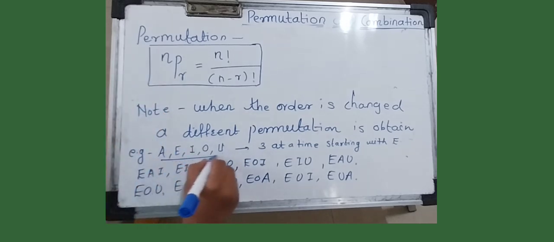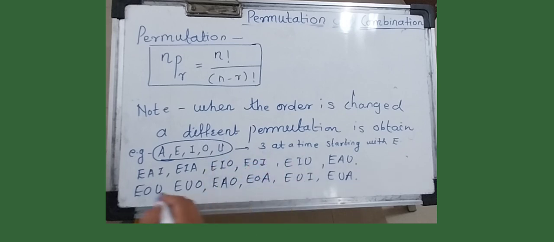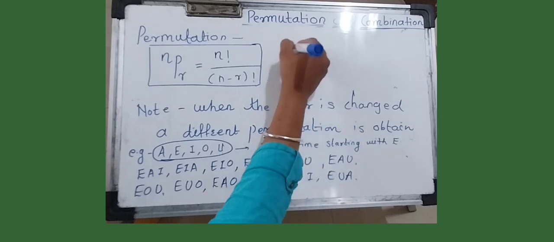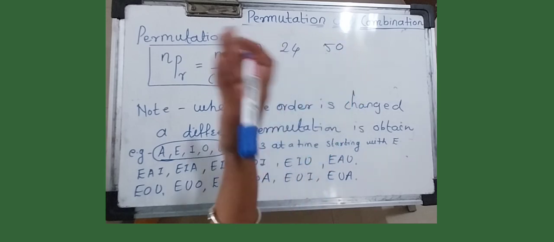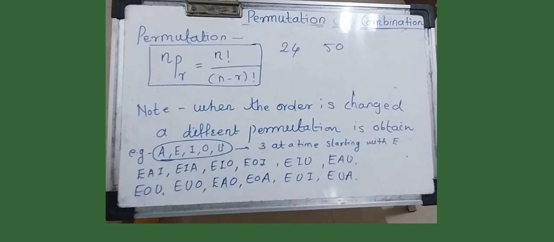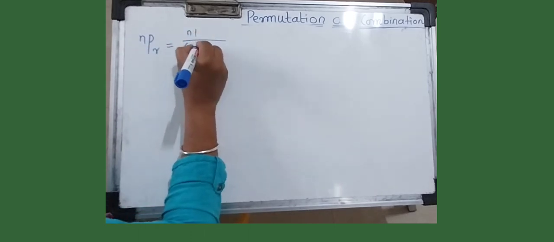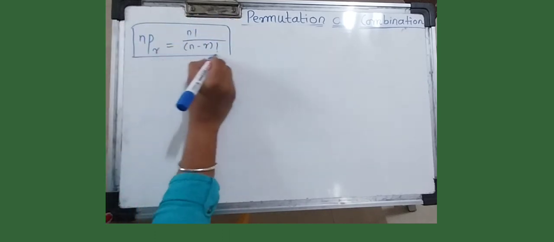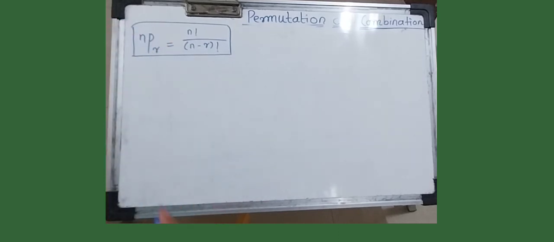We find it by using the formula. These are only 5 objects, and we have to take 3 at a time, so we can do it like this. But if they give us 24 objects or 50 objects taken 2 at a time, then how? Then use the formula. I write here the formula: nPr equals n factorial upon (n minus r) factorial.